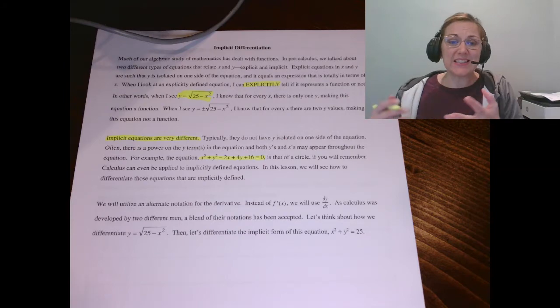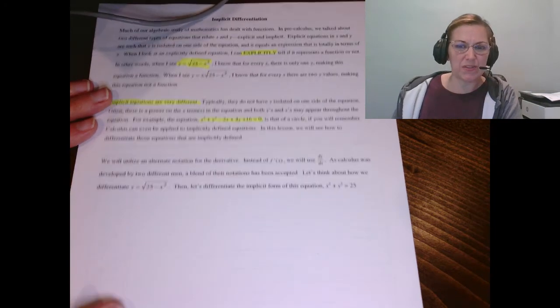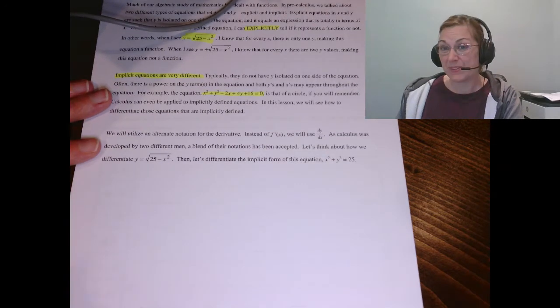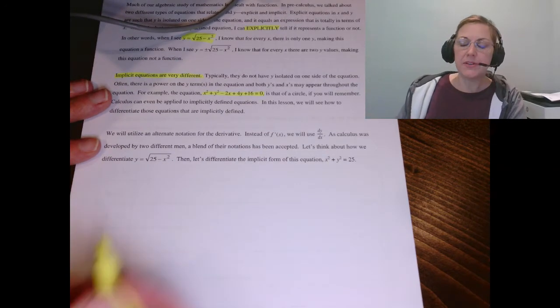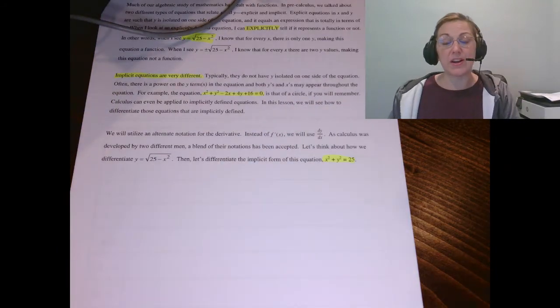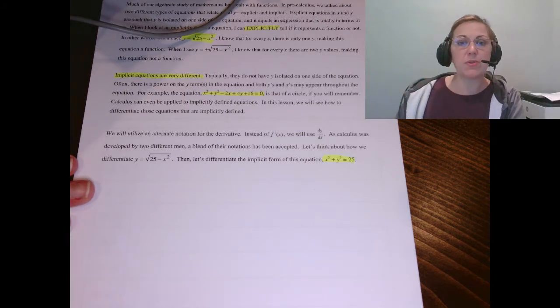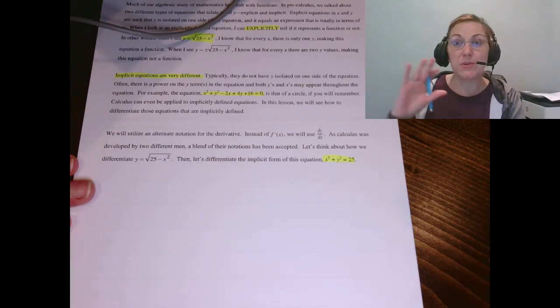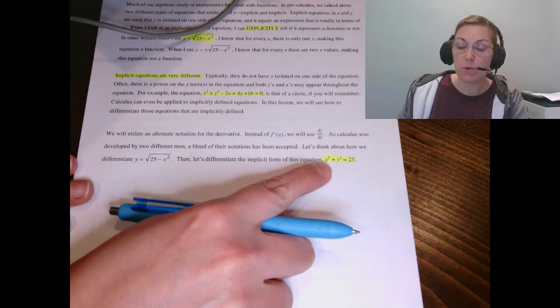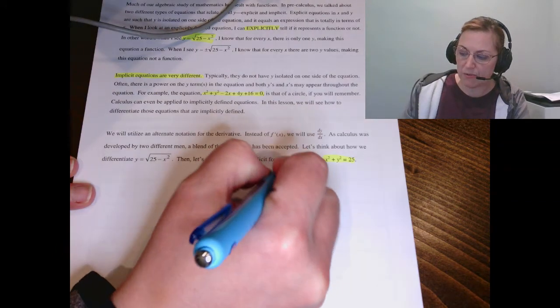And so let's take a little bit of time to look at how I take the derivative of something where y is not by itself. So we're going to take the derivative of x squared plus y squared equals 25. Now to do that, I'm going to take the derivative with respect to x. So when we take the derivative of x squared, that's pretty easy. It's pretty normal, like we've been doing.